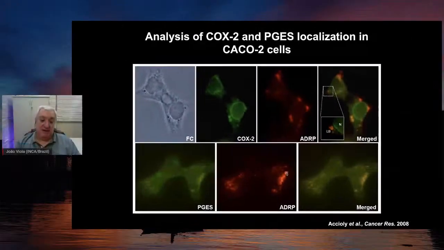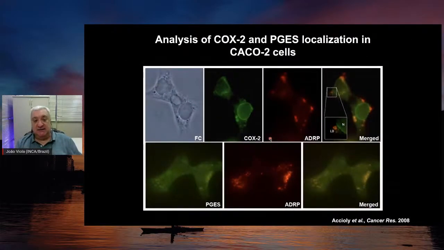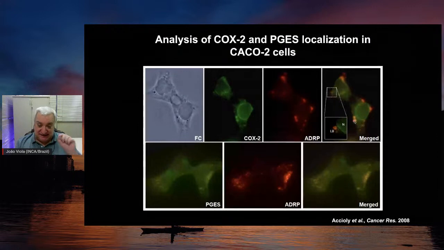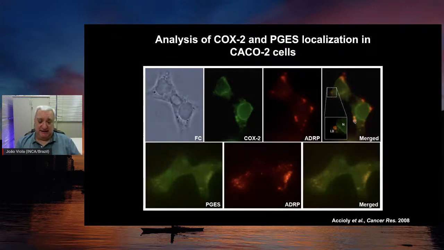And I would like to show you that it has been demonstrated that COX-2 and the production of prostaglandin are found in the nuclear membrane. However, we would like to show here that the lipid droplets, the dots labeled with RDP in red, also contain COX-2, which is inside of this organelle.